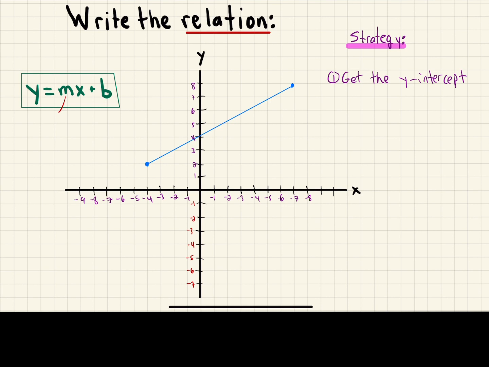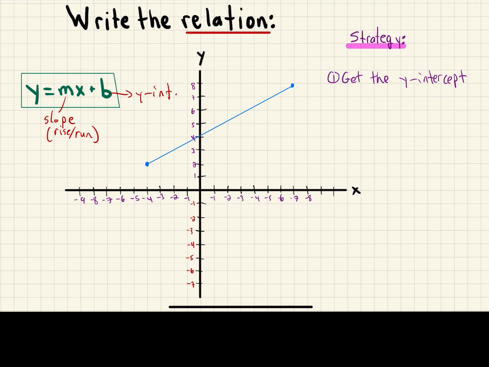y is equal to mx plus b, where m is the slope of the line or the rise over the run, and b is the y-intercept, and that is specifically the part of the graph which crosses over the y, or the part of the line, I should say, which crosses over the y-axis.